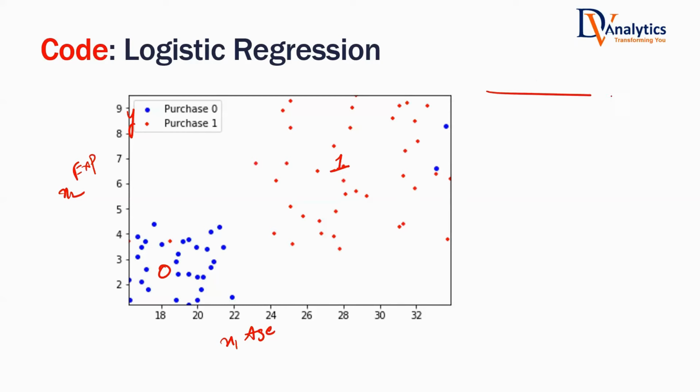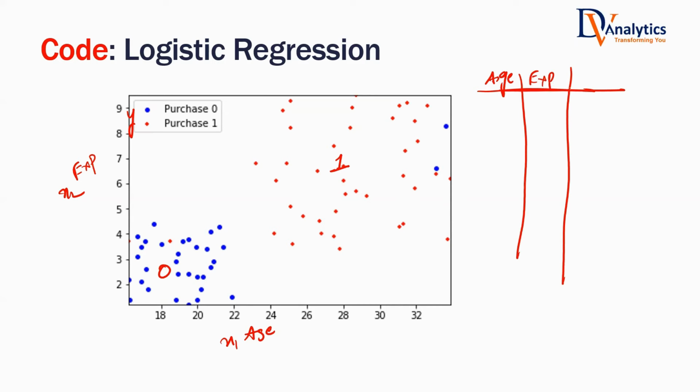Zeros and ones. So I have 3 variables. What are my 3 variables? Age of the employee, which is x1. I have years of experience of the employee, x2. I have my target variable, which is purchase or not purchase. It takes values zeros and ones, 0, 1, 0, 1 like that.